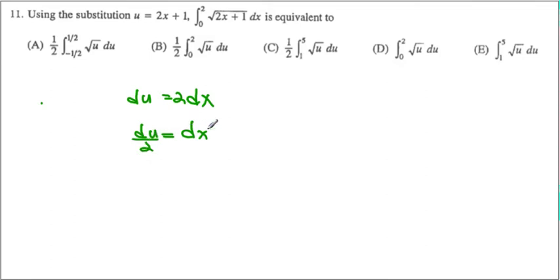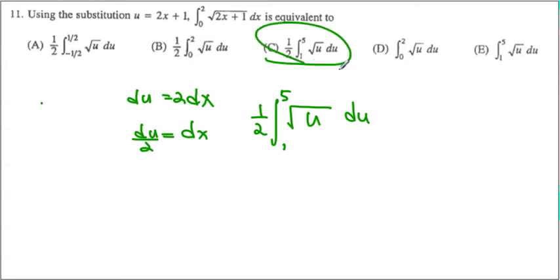By putting all these things together, we will end up getting integral square root of u, because 2x plus 1 is equal to u. In place of dx, we're going to have du over 2. So we have du and then 1 over 2. Now how about the boundaries? When x is equal to 0, you will realize that u will be equal to 1. When x equals 2, by plugging in here, u will be equal to 5. So 1 through 5 in this manner. So our answer seems to be choice C.